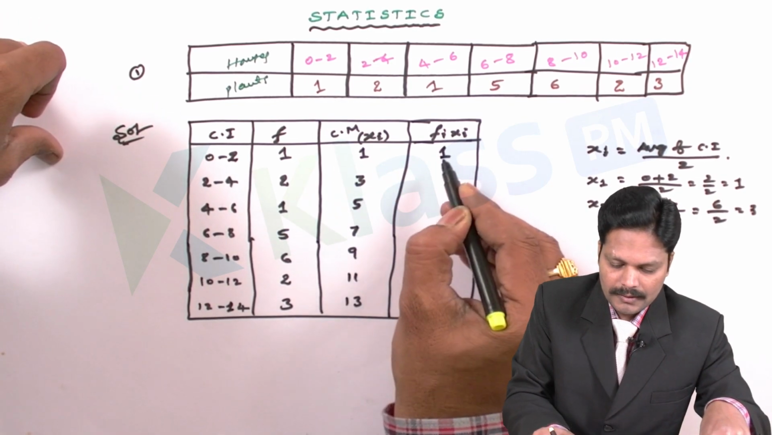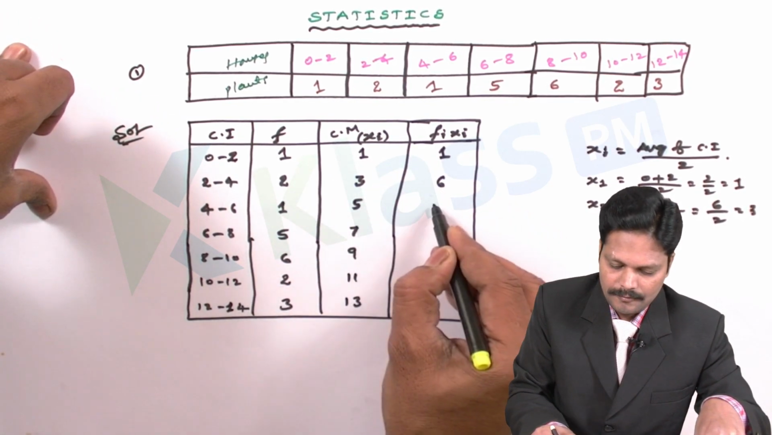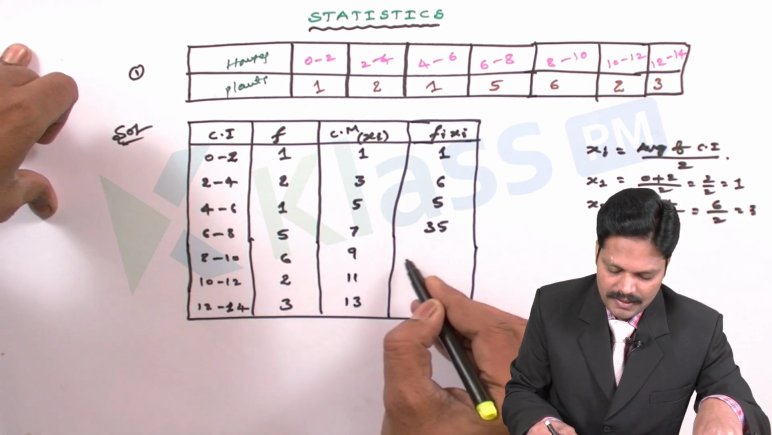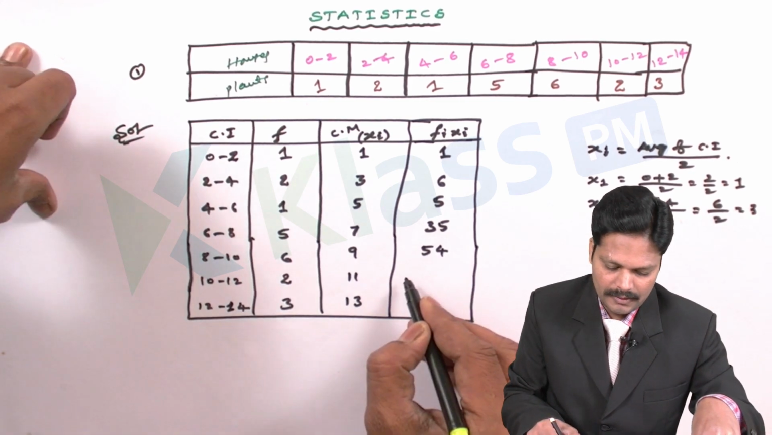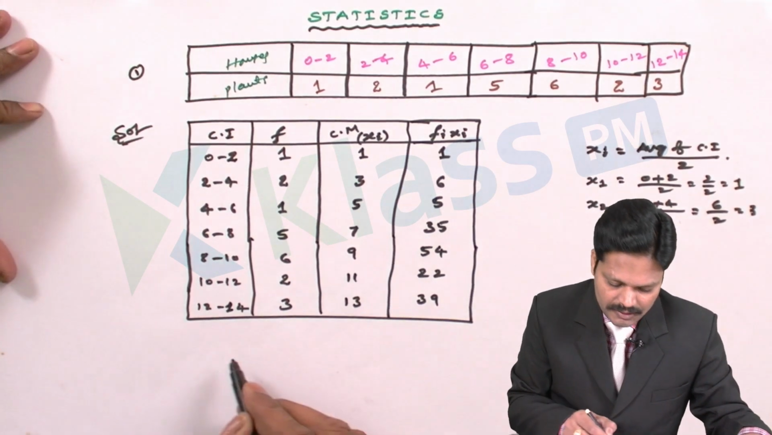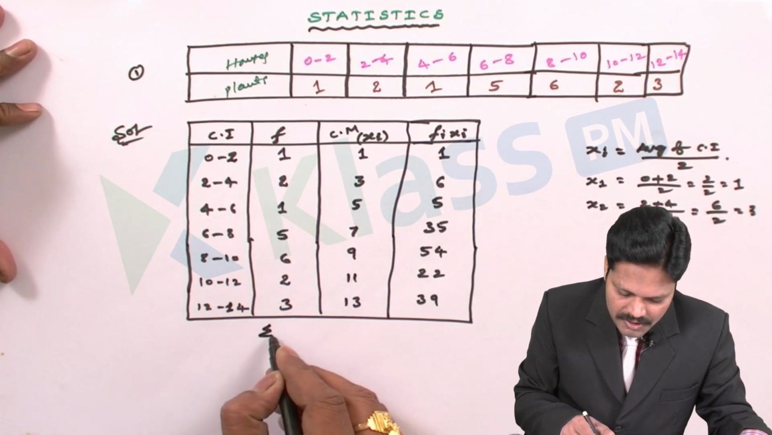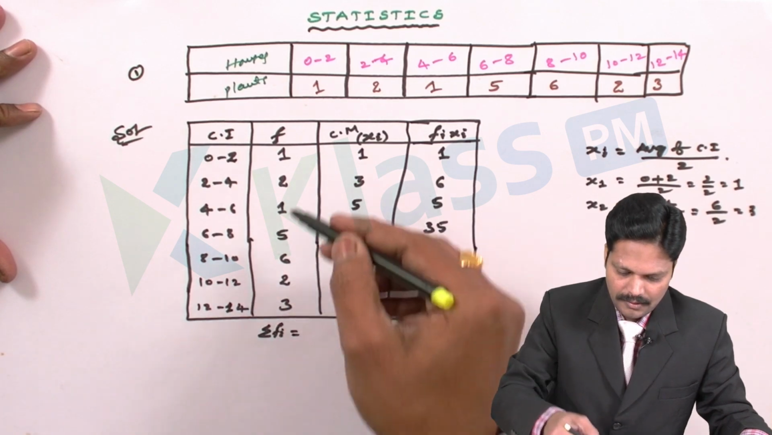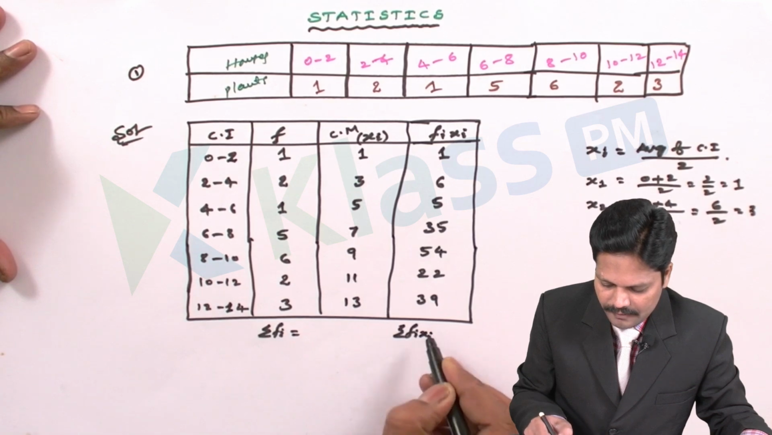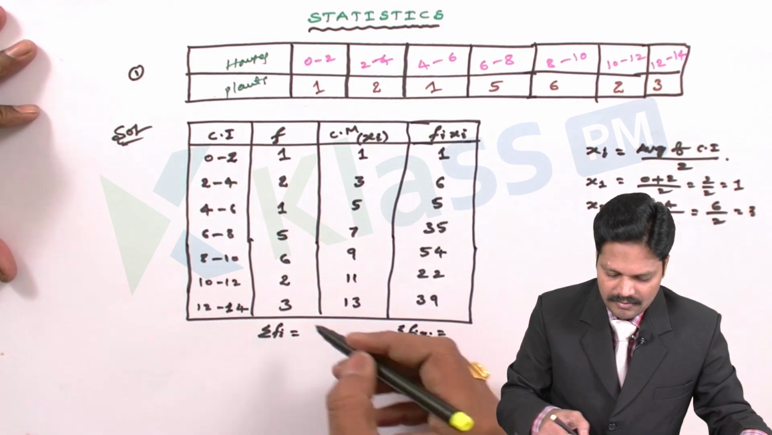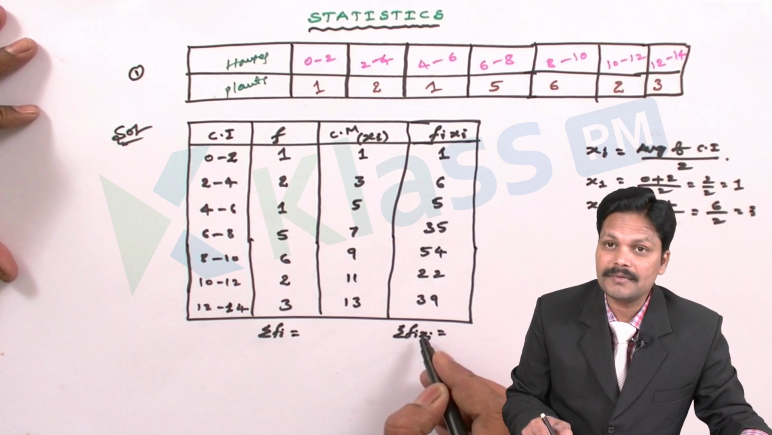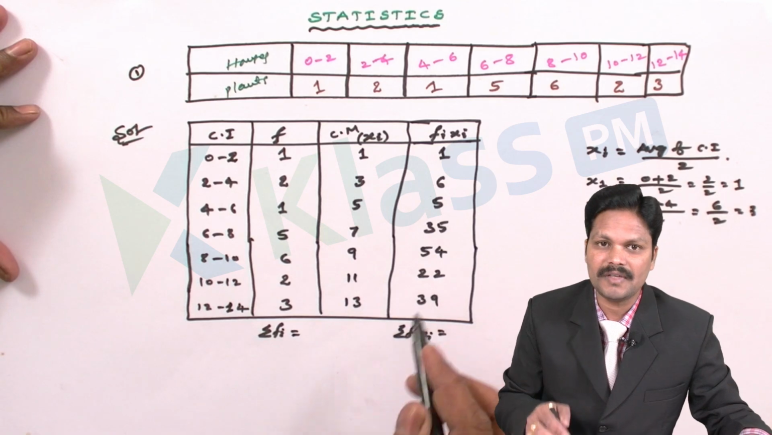So 1 into 1 is 1, and 2 3s are 6, 5 into 1 is 5, 7 5s are 35, and 6 9s are 54, and 11 2s are 22, and 13 3s are 39. So we need to get summation fi and summation fi xi, means we need to add these values: the sum of the frequencies, and the sum of the product of the class marks and the frequencies.